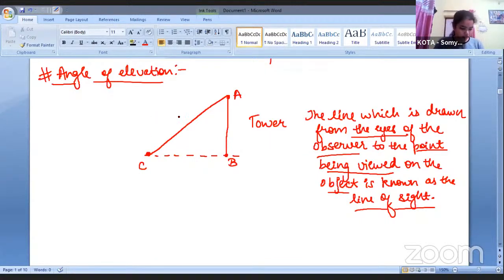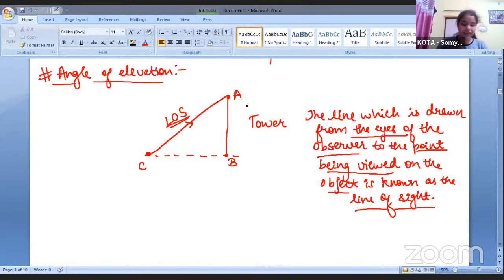So in this particular case, the line of sight is this. Its abbreviation is LOS, line of sight. So Krishna is watching the tower with his eyes. He's standing here, his position is here. He's watching the top of the tower, AB. Okay, and so the line of sight will be this.